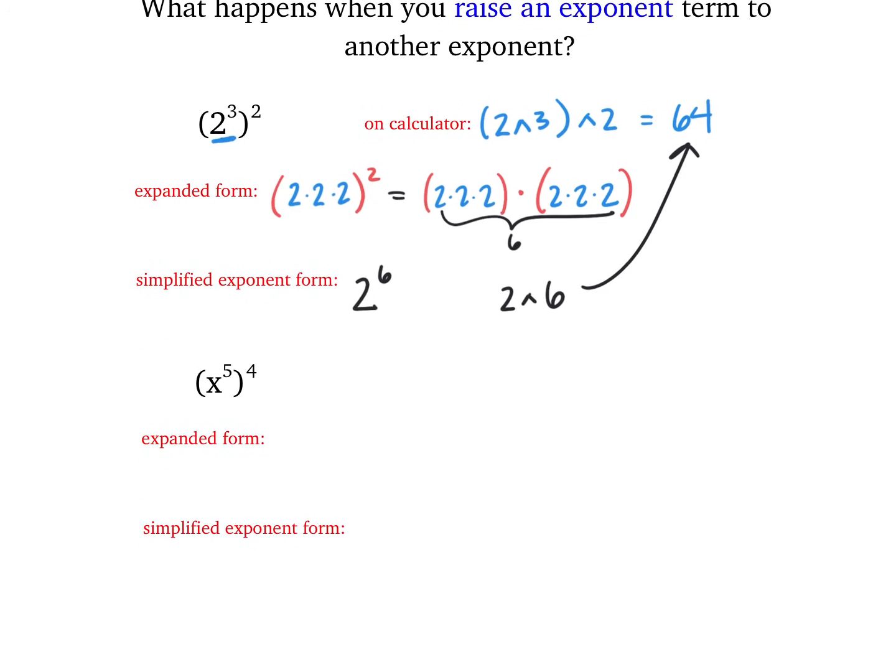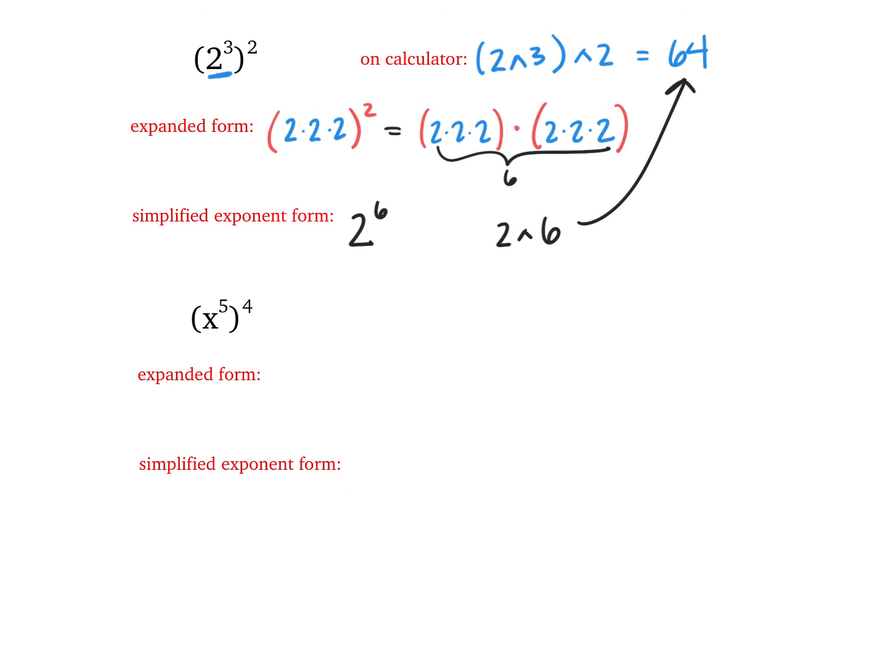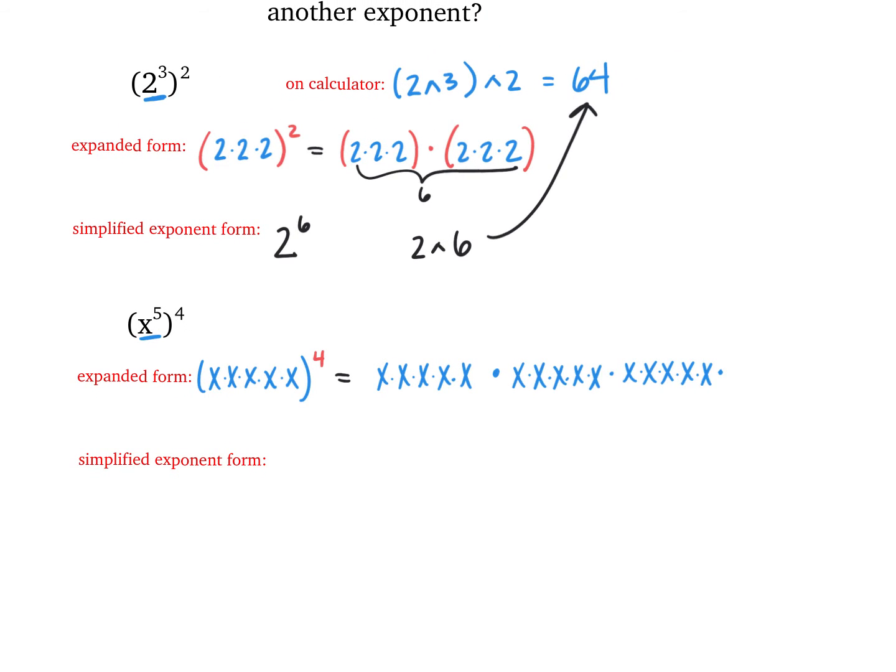So let's look at it with something that's not able to be typed on your calculator, something that has a variable base. This is going to be a lot. x to the 5th means 5 x's, all to the 4th power. So if I were to expand that even further, I would get 5 x's times 5 x's times 5 x's, and then times, I'm going to have to make this smaller to fit, 5 more x's.